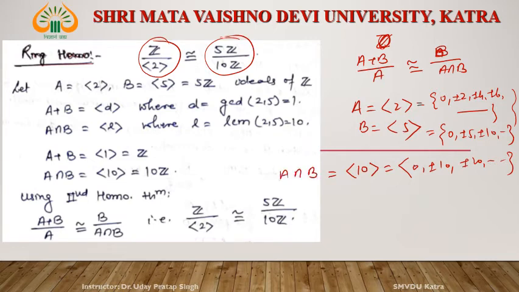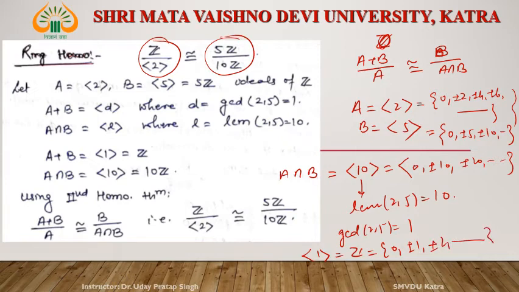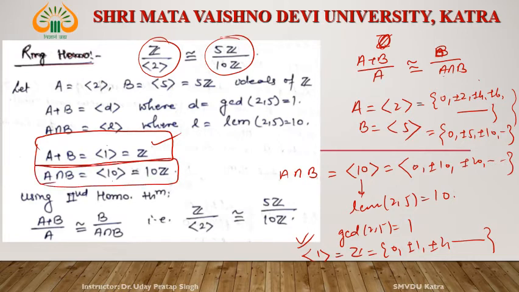And what is 10? 10 is the LCM of 2 and 5. What is the GCD of 2 and 5? The GCD of 2 and 5 is 1. So the ideal generated by 1 is Z, that is 0, plus minus 1, plus minus 2, and so on. Now A plus B is equal to Z. So A plus B is the ideal generated by 1, that is Z, and A intersection B is the ideal generated by 10. So put all these values here.